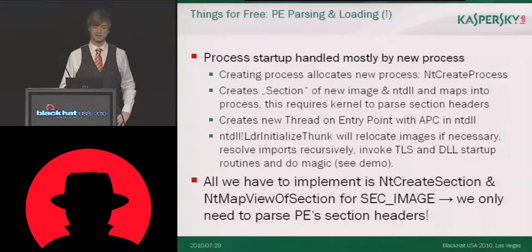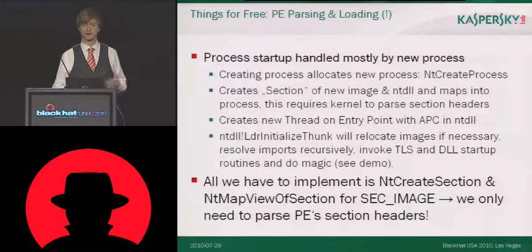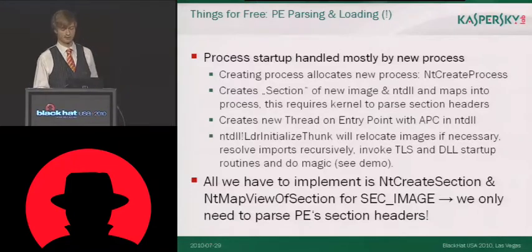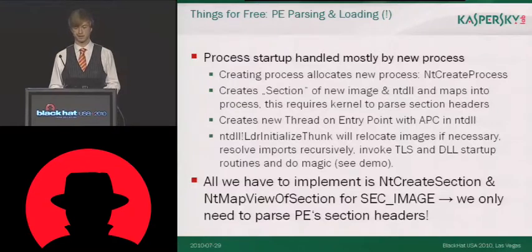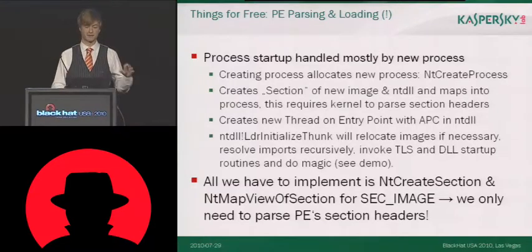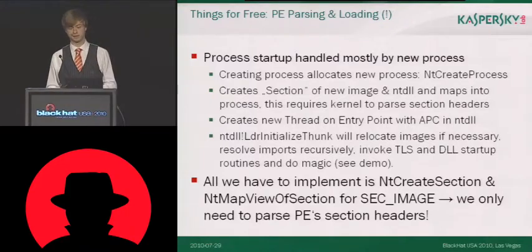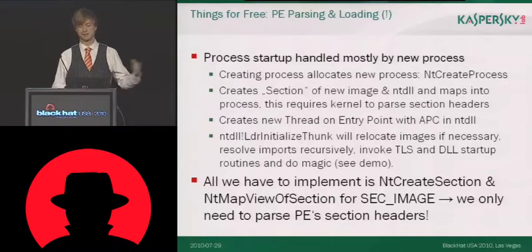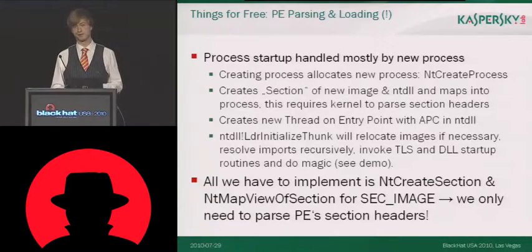So step by step, you always have a process that tries to create a second process, unless it's the first process in the system, but we're not doing booting anyway. So you will have a process calling the NtCreateProcess system call, which allocates a new process structure in the kernel. And then the creating process will create a so-called section object inside the just created process, which basically maps the image and also ntdll into the new process. So this is what the kernel has to do.